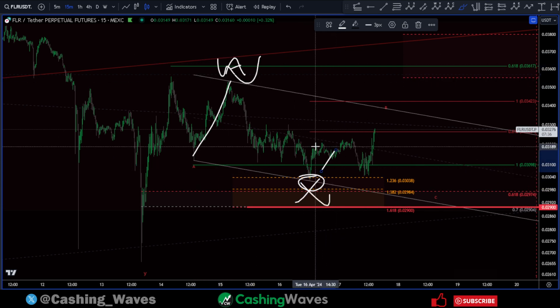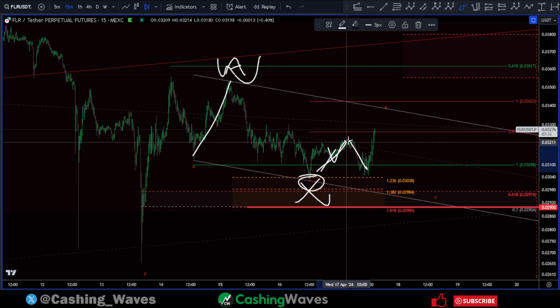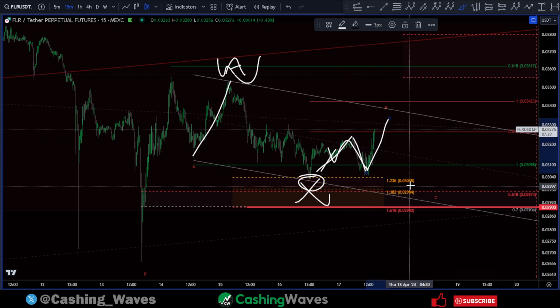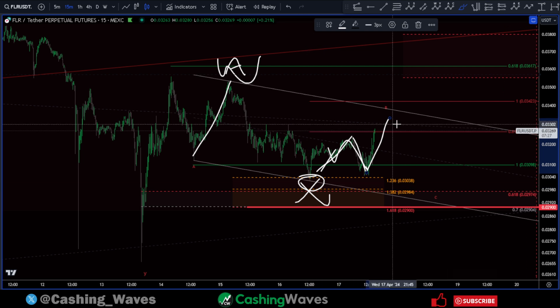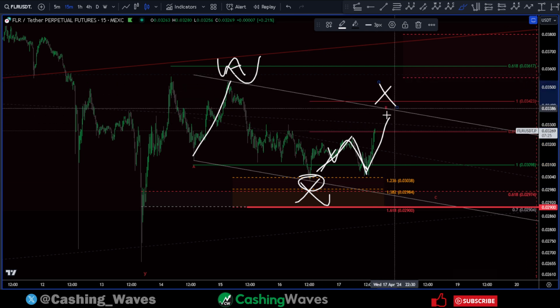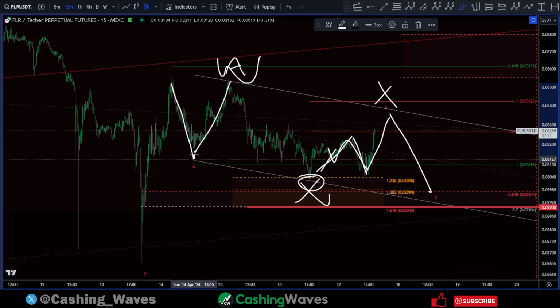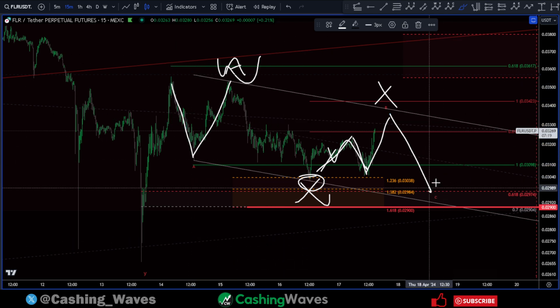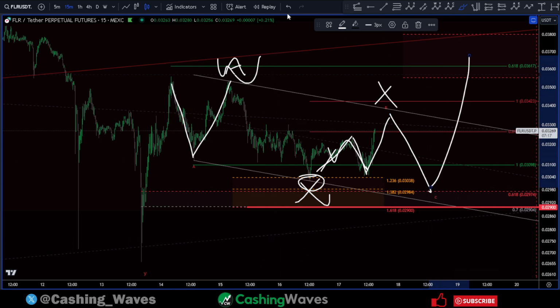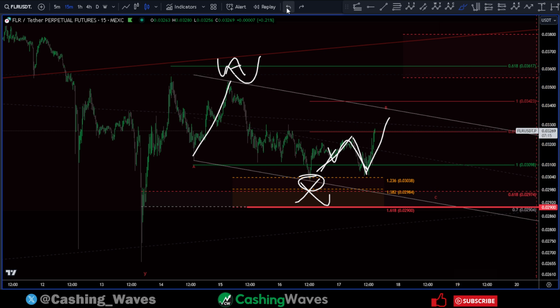This is a 3. Whether it's from here and this is an expanded flat, or it's from here and this is a zigzag, we'd be looking for a 3-3-5 to the upside for our B wave or X wave, and then we come down and make an equal length as our A wave for our C before attempting a new move to the upside. So that's what I'm looking at currently.